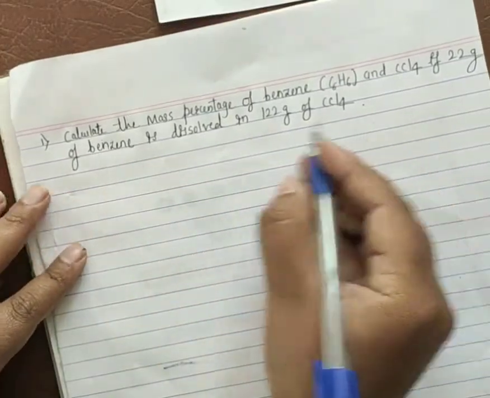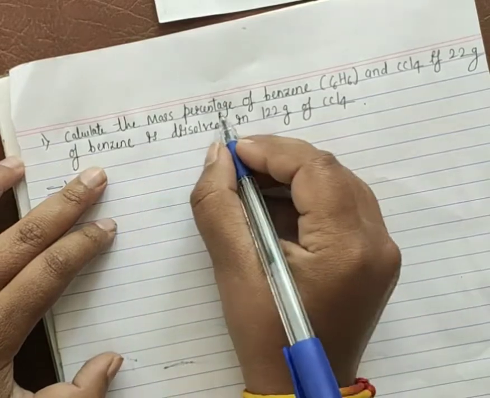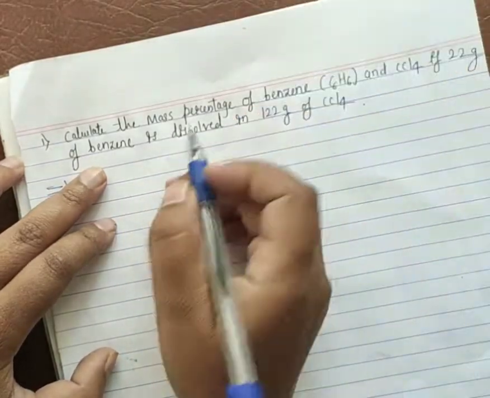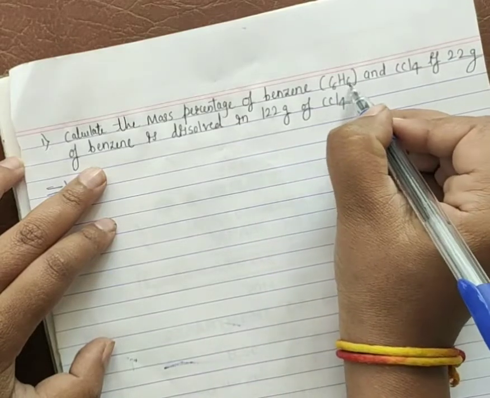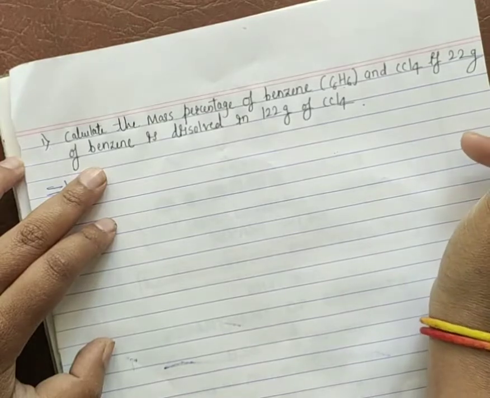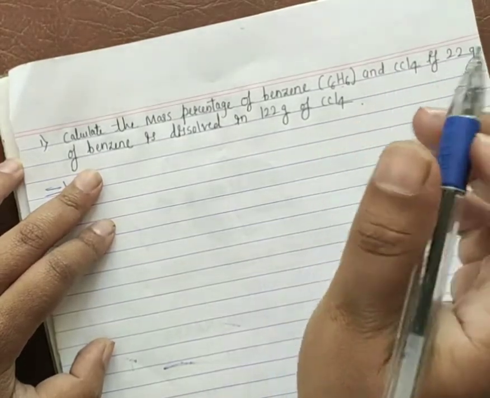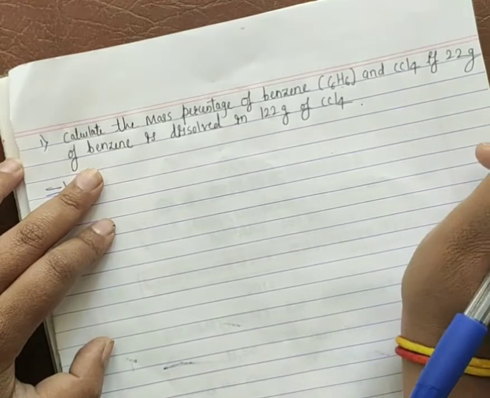So what is the problem here? What they ask here? They ask you to calculate the mass percentage of benzene, that is, the chemical formula of benzene will be C6H6, and CCl4. What you have to calculate? You have to calculate the mass percentage of benzene and carbon tetrachloride.